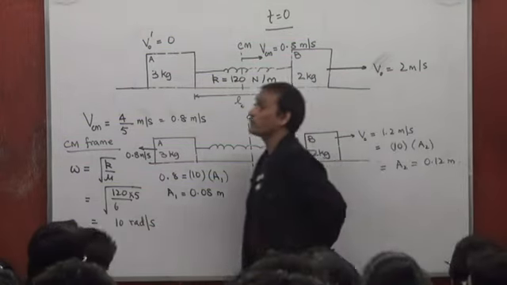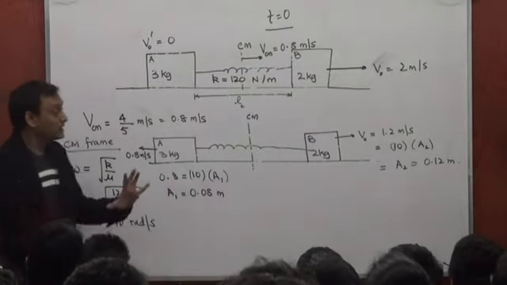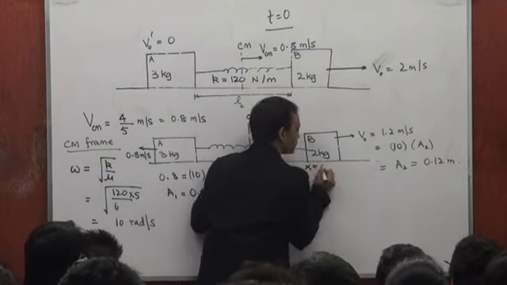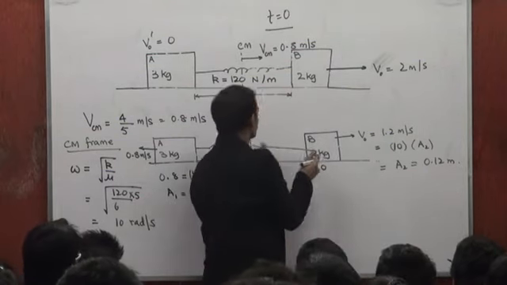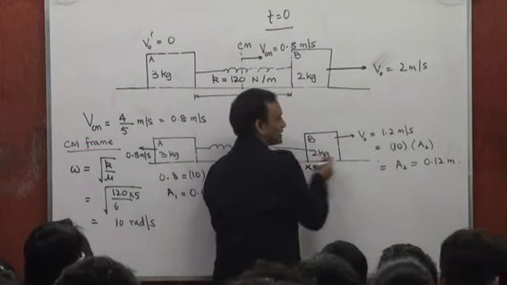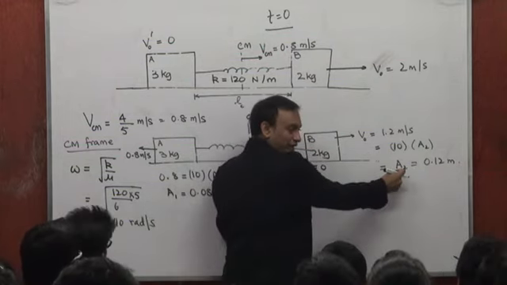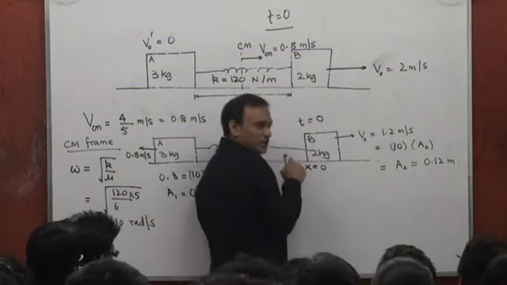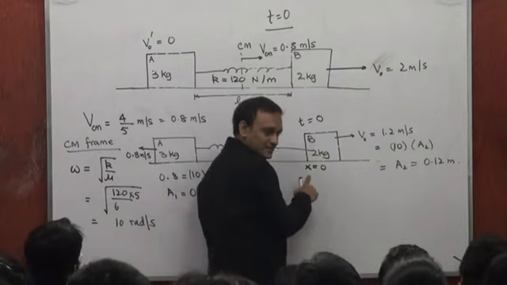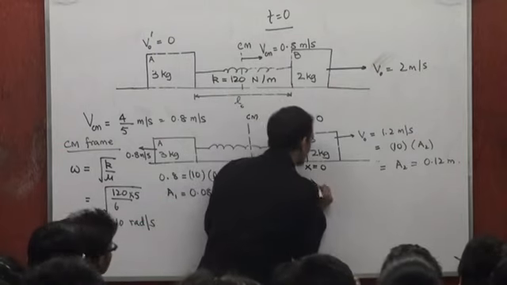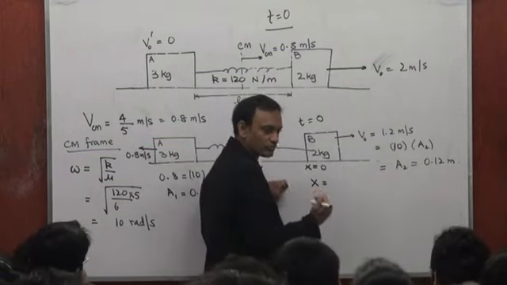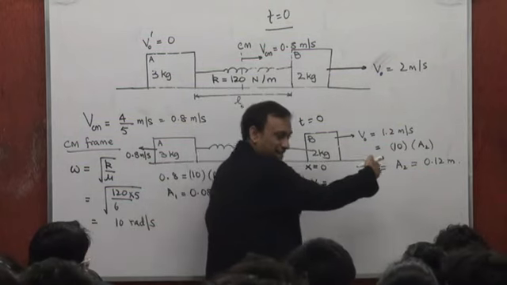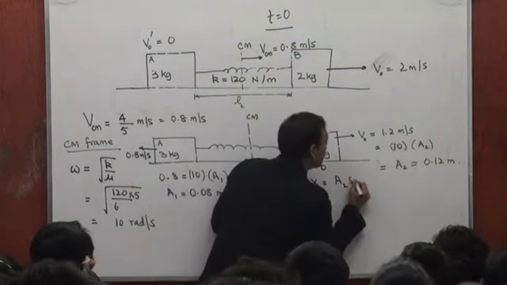Now, very clearly, say this was x equal to 0. So, from the center of mass frame, this will execute simple harmonic motion with amplitude A2. So, at t equal to 0, x was 0 in the center of mass frame. So, you can very clearly say that x of B in the center of mass frame, the displacement of B t seconds later, is going to be A2 sine omega t.